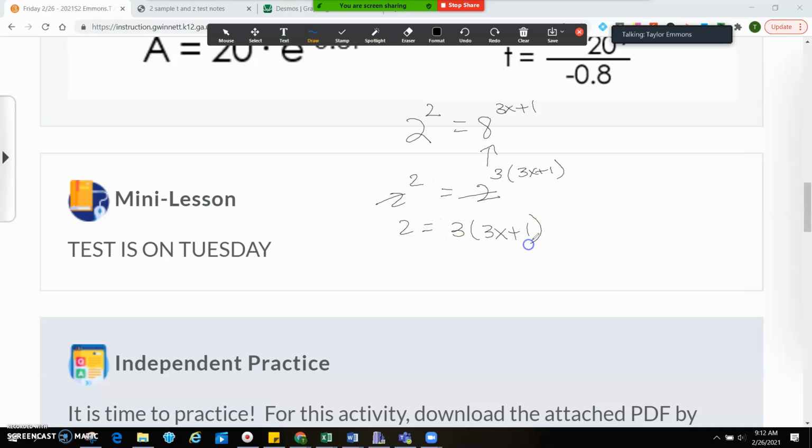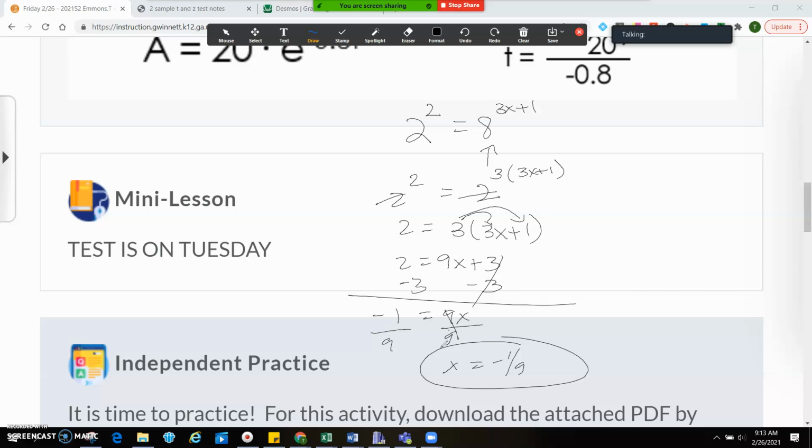So this is very much like our property of logs, where we have the same base for the logs, and then you can set each of them equal to each other. Same properties, same way it works. So now we just solve. So we'll distribute this, and we'll get 9x plus 3. We'll subtract 3 from both sides. And so x is going to equal negative 1/9. Okay?